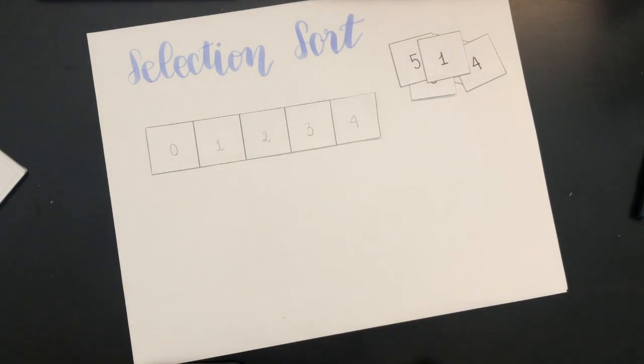So to approach this, I always try to think of a keyword or a one-sentence summary of the algorithm. So for selection sort, it's actually in the name. And I think my one-sentence summary would be: choose or select the smallest item in the unsorted subarray and put it in its correct position. Now let's demonstrate the idea with an example.